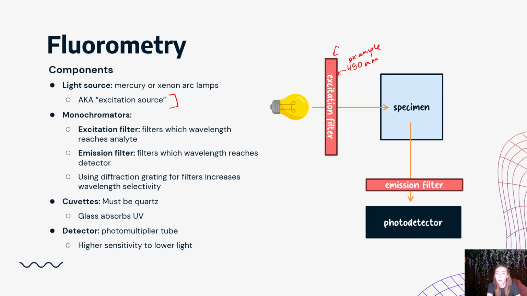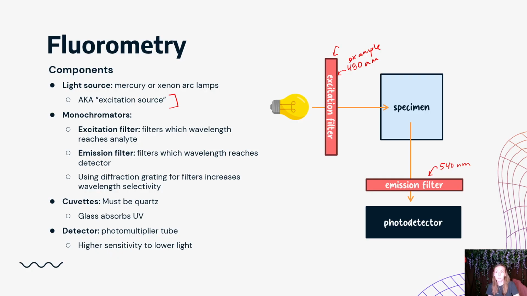And then it spits out at 530. So you want to have another filter that's going to filter for the wavelength that your sample is spitting out. So that might be, for example, 540 nanometers. Your excitation filter is going to filter what wavelength reaches your analyte, and your emission filter is going to filter what wavelength reaches your detector. We will use diffraction gratings for filters because gratings increase your wavelength selectivity. So it increases exactly how precise we are with the wavelengths that we're selecting for.